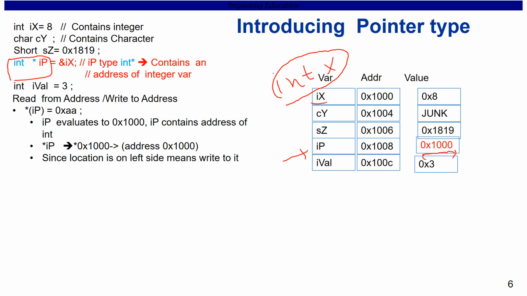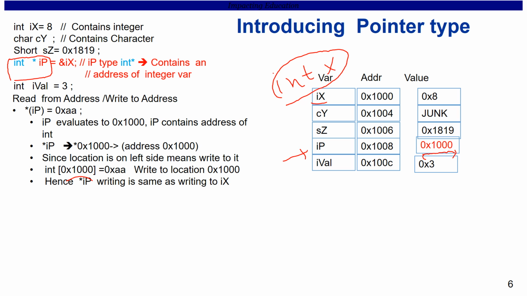Since it is on the left hand side, you're writing. So when you do star of IP equals 0xAA, this address 1000 is accessed. Which essentially means access the address 1000 for writing an integer and write a value of AA to it.